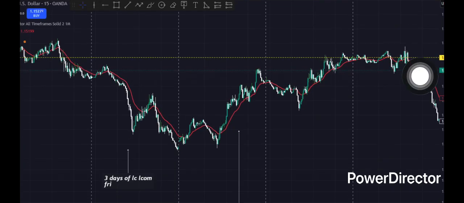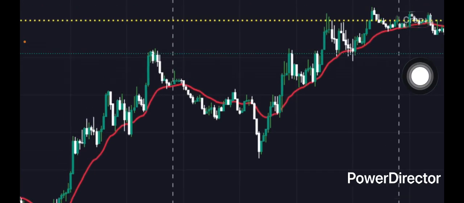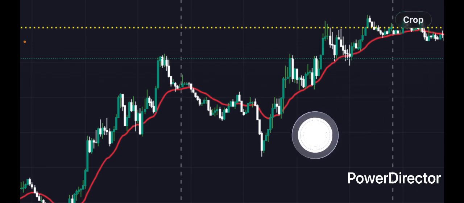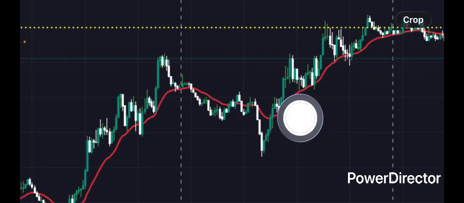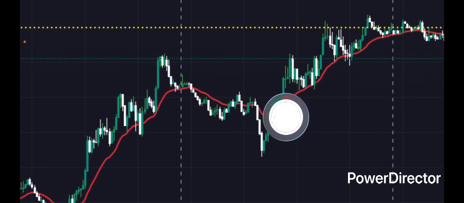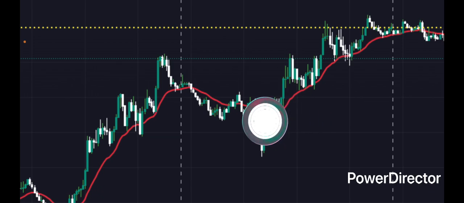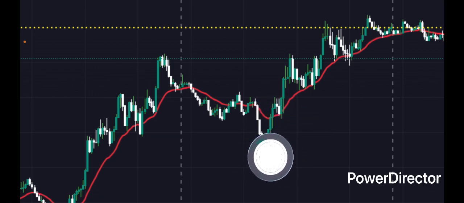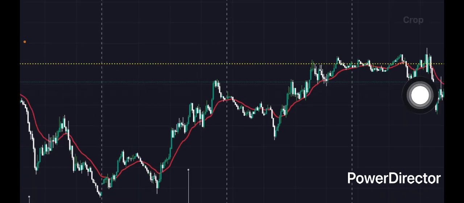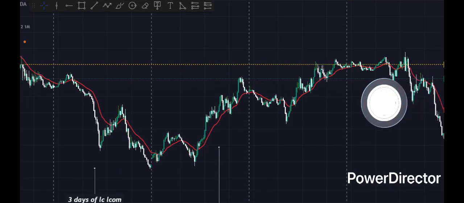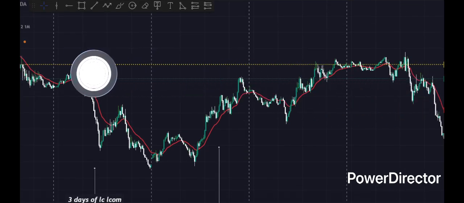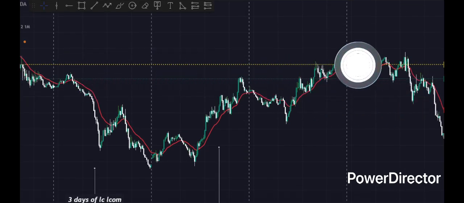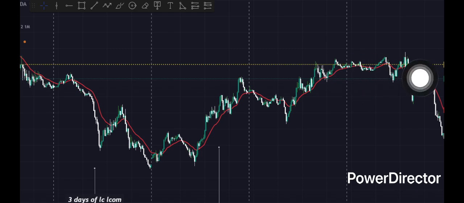Now, this is a 15-minute chart. Even if you waited for your first 15-minute candle closure above that EMA, entered, put your stop at the low of the day, and then targeted this level or this level, all right, or just held until the close of the day, you would have made out like a bandit, all right?